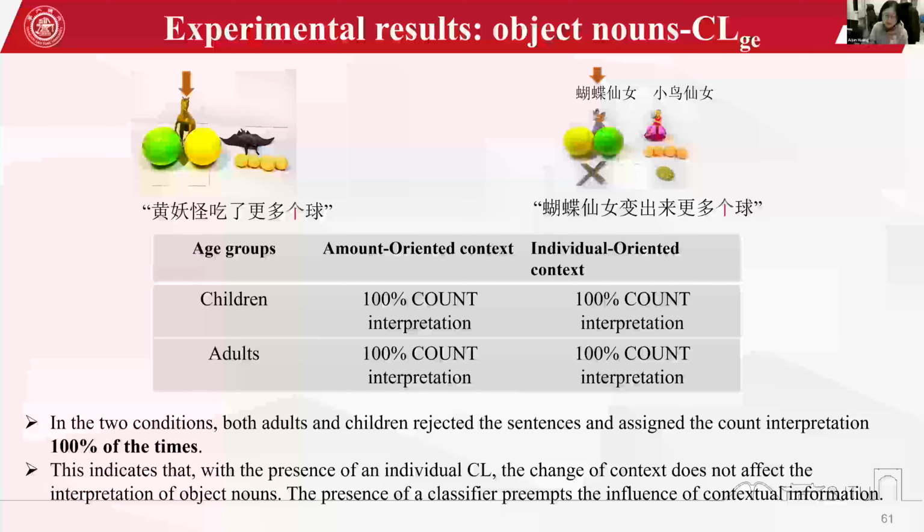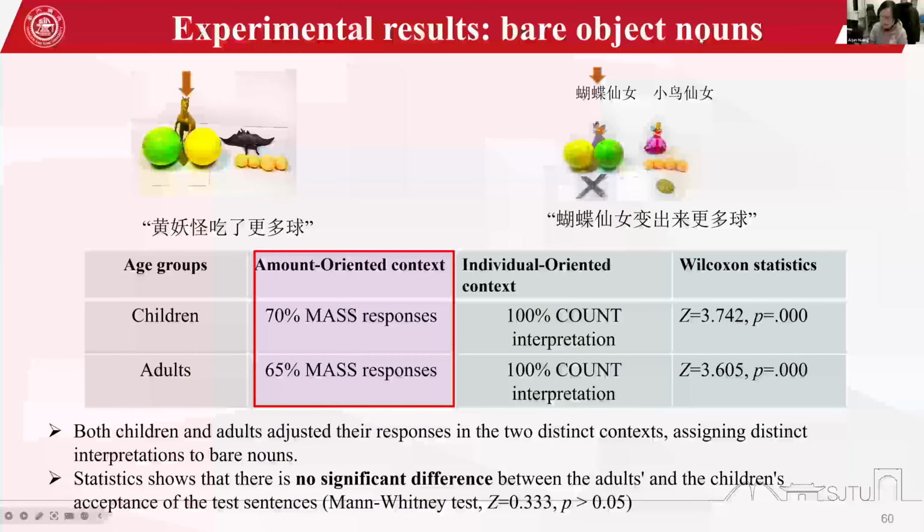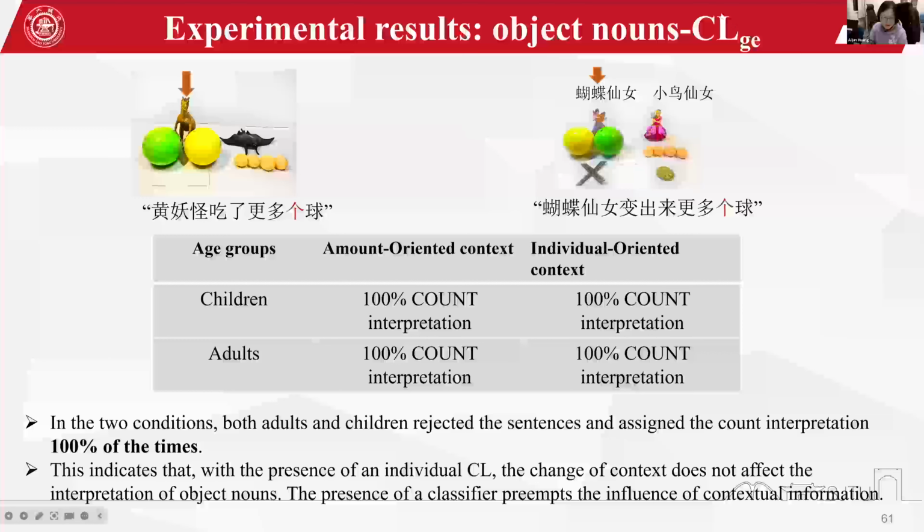Okay, so we just saw the result for the bare object nouns. Now let's move on to the object nouns co-occurring with the classifier, like the sentence 环妖怪吃了更多个球 or 蝴蝶仙女变出更多个球. With the individual classifier here, you can see in the table that even though we manipulate the context, one amount-oriented and the other individual-oriented, with the classifier the participants only give 100% count interpretation. So that means with the presence of the classifier, the manipulation of context does not work here. They all assign the count interpretation 100% of the time.